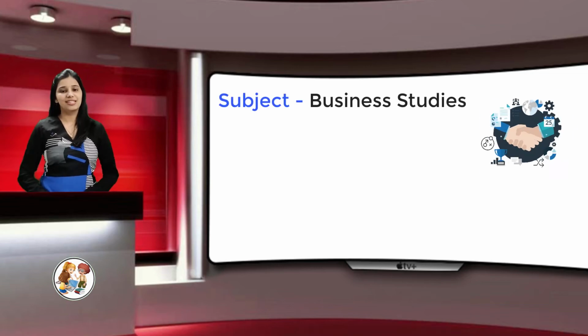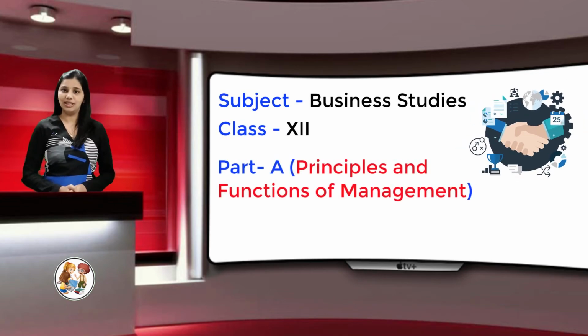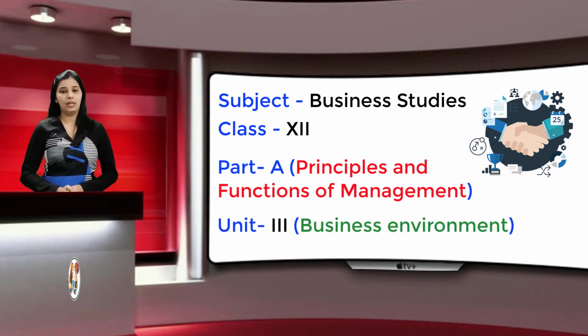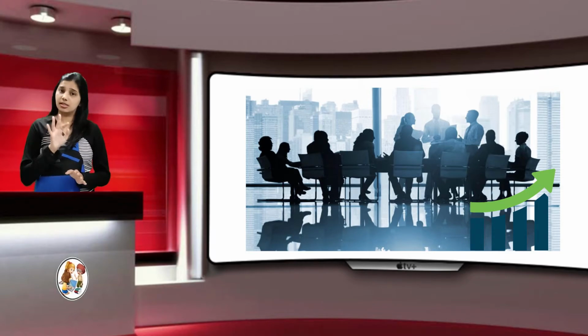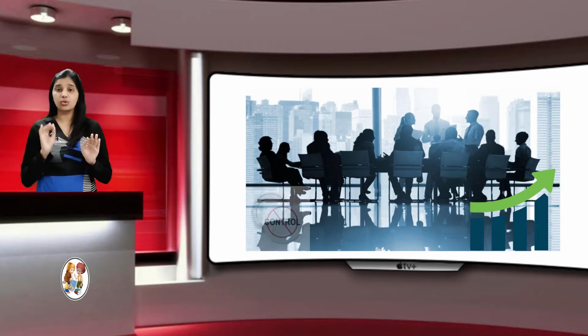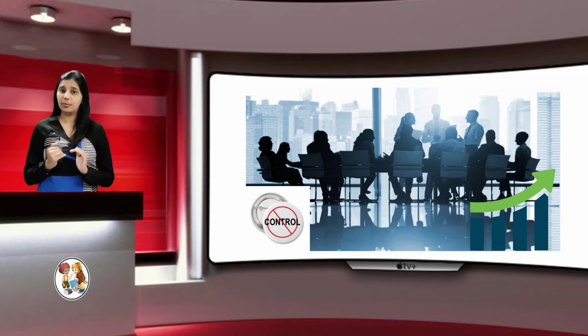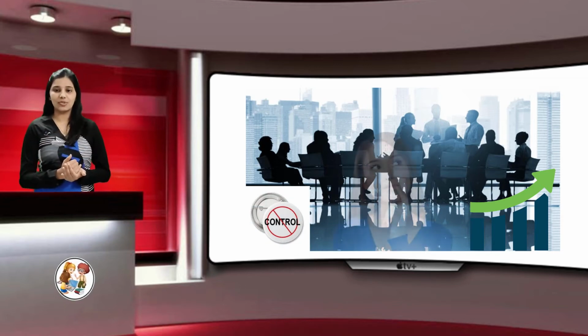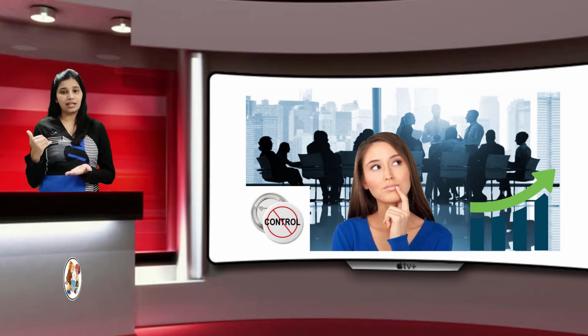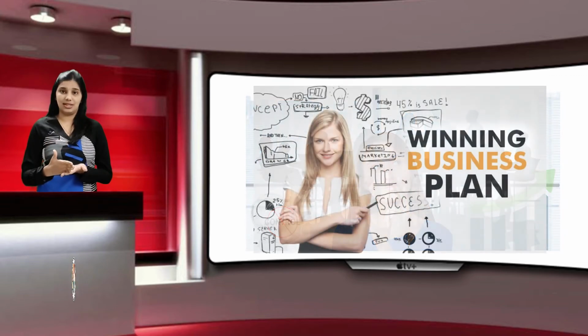This is the video of Business Studies Class 12, Part A, namely the Principles and Functions of Management, Unit 3, Business Environment. Each business firm has to exist, survive and grow in relation to the various forces of the business environment. Since business firms have no control over these forces, it has to adapt itself according to these forces. Now the question comes up, what are these forces, right?